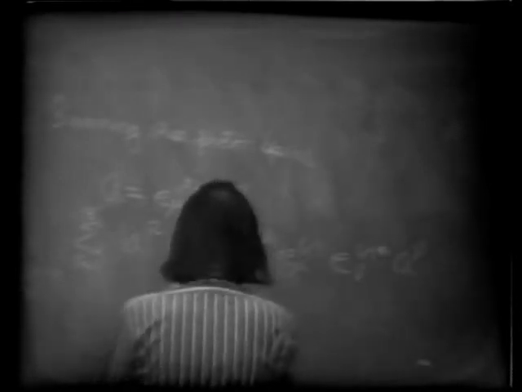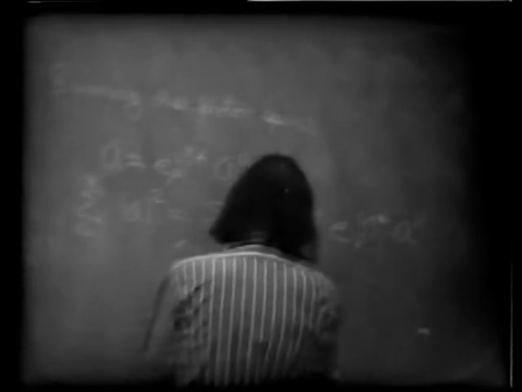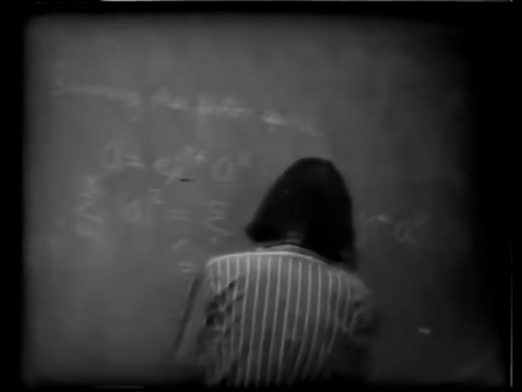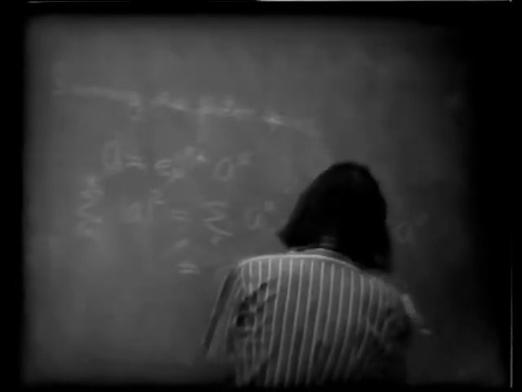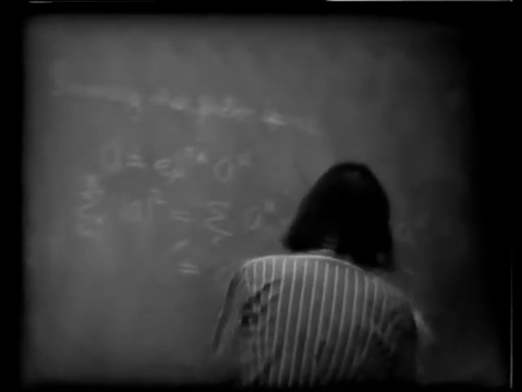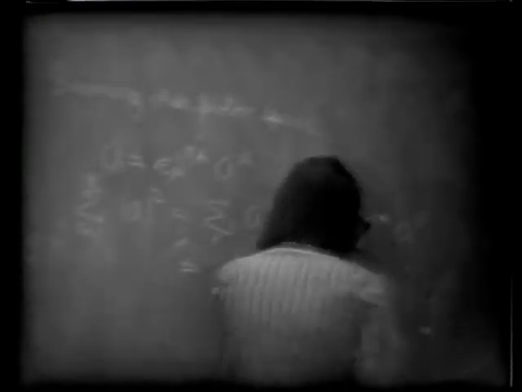This equals A mu minus G mu nu plus K mu K nu over mu squared A nu. This is the projection operator on the three transverse, four-dimensionally transverse vectors.